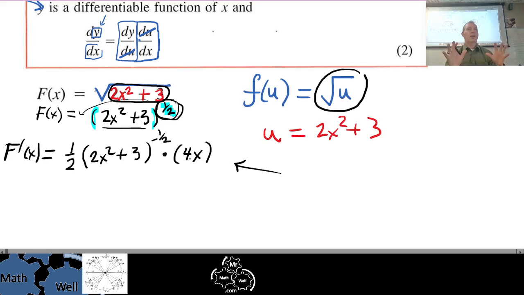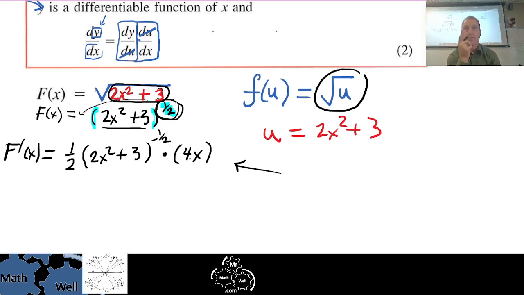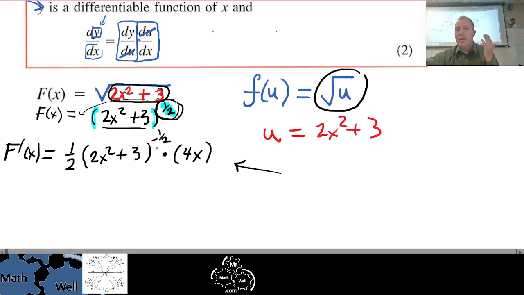Can someone tell me if they have a problem with that or have any questions about this? Yes? Why is it a negative 1/2? Because in the power rule, remember the power rule? So you have to subtract 1 from this exponent. So that's a 1/2 minus 2 over 2. So it'd be negative 1 over 2.